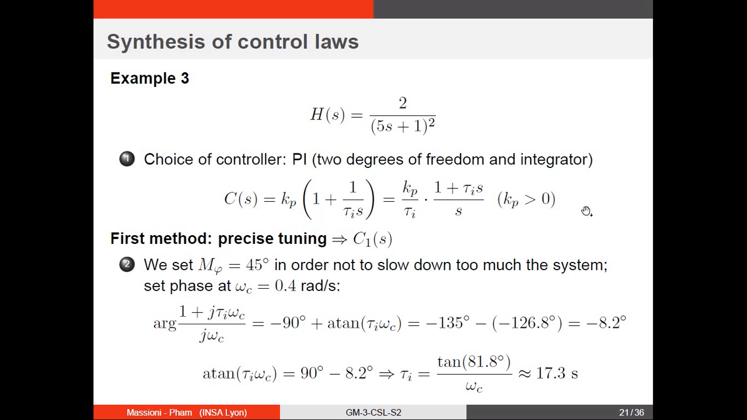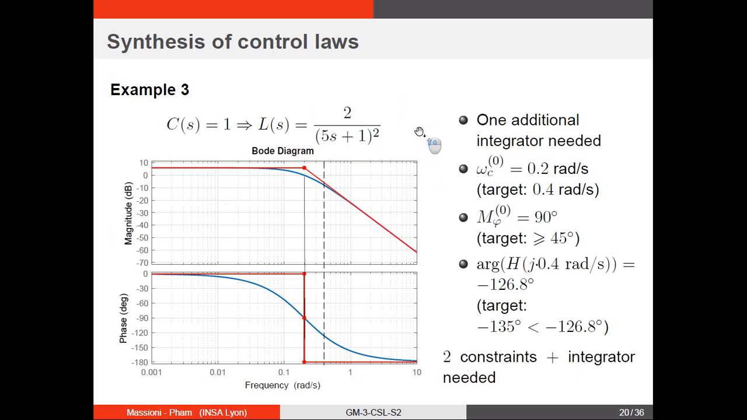So there are two methods you can think of. The first method I call precise tuning, so we'll just target exactly 45 degrees of phase margin for the system. So then we need to set the total phase, the phase of H plus the phase of C, at 45 degrees. So what is the phase of H? The phase of H at this point has been computed over here. It is minus 126.8.